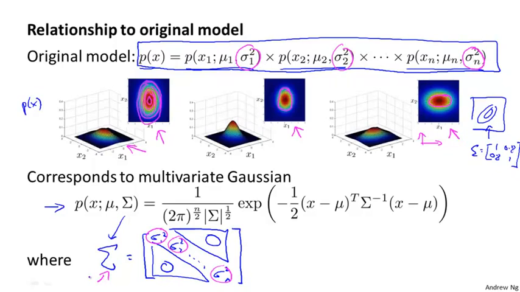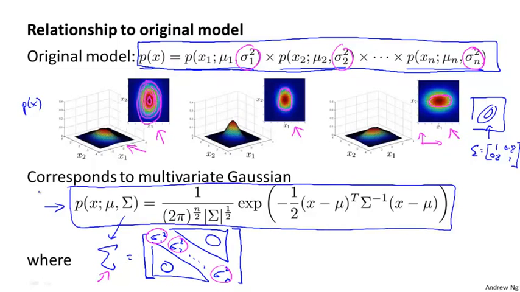That is, this new model using the multivariate Gaussian distribution corresponds exactly to the old model if the covariance matrix sigma has only 0 elements off the diagonals. And in pictures, that corresponds to having Gaussian distributions where the contours of this distribution function are axis aligned, so you aren't allowed to model the correlations between the different features. So in that sense, the original model is actually a special case of this multivariate Gaussian model.